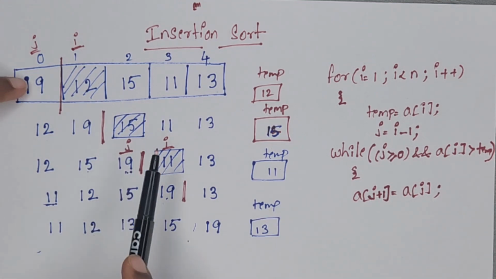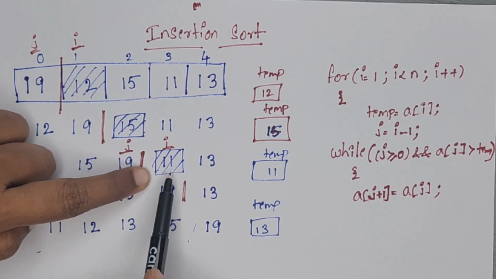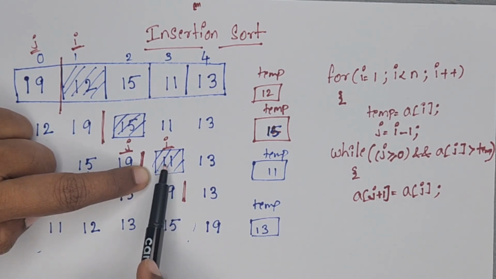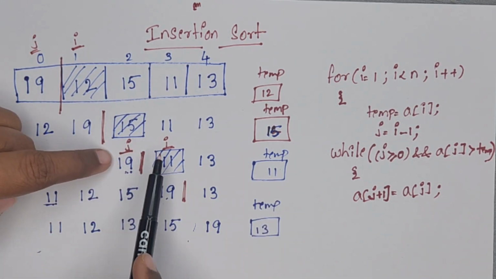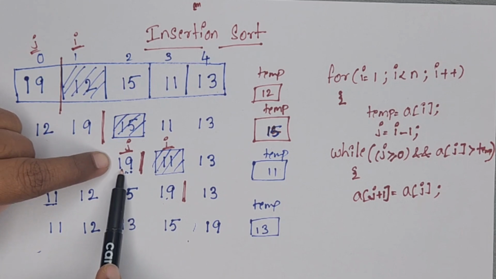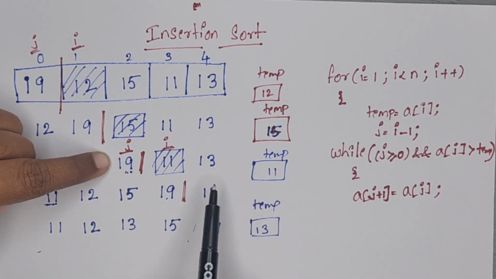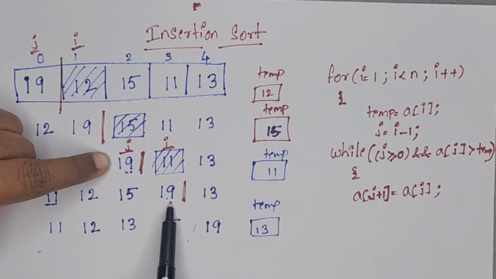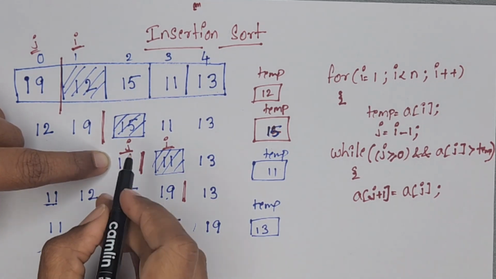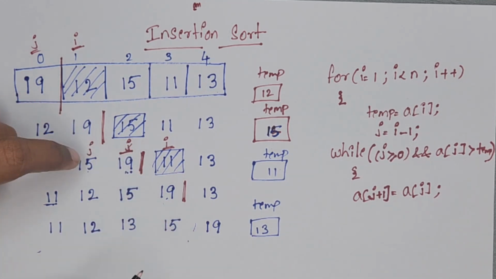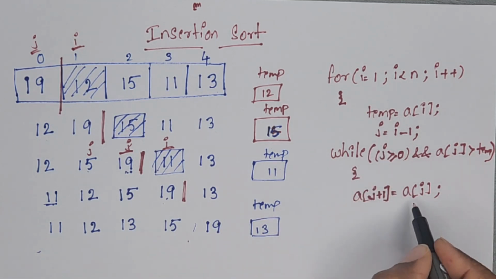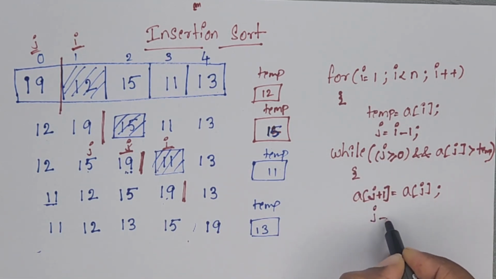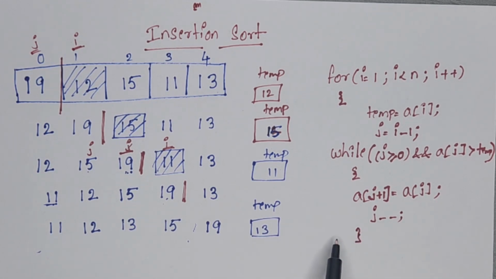We'll take one more example. I is at 3. So now 11 is assigned to temp. If I is 3, j starts from 2. 19 is greater than 11? Yes. Shift to next location. Then what we have to do? Decrement j value by 1 and 15 is compared with temp. Like that we have to repeat. After assigning, decrement j value by 1. Like this repeatedly we have to compare.